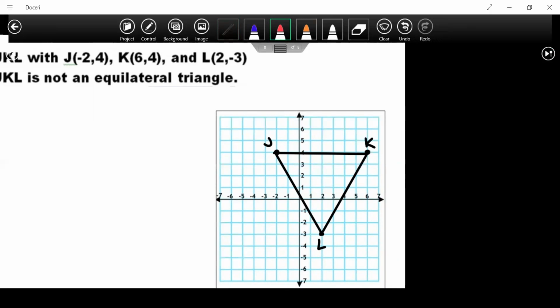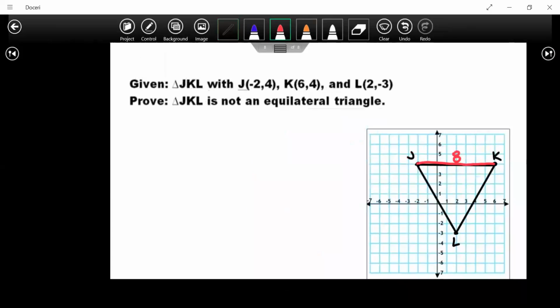What side? Why JK? It's on a straight line. If it's on a straight line, we can just count it. So let's go ahead and just count it. That's one step we don't even have to do. Let's see, 1, 2, 3, 4, 5, 6, 7, 8. Is that what you guys got? So let's mark that on the side line. JK is 8. Okay, but that's the only one we could really do.